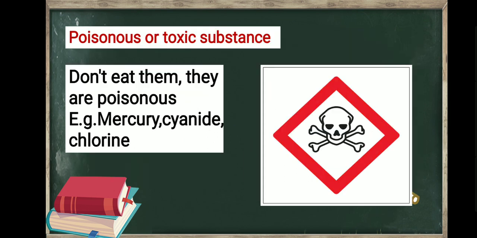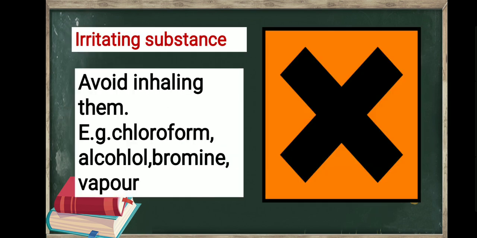The next one is poisonous or toxic substance. The word tells its function: it is poisonous, you must not eat it, because it will kill you. For example, mercury, cyanide and chlorine. Then irritating substances: when you inhale their vapors, they will cause you irritation and can make you unconscious as well. For example, chloroform, alcohol, bromine vapors and so on.